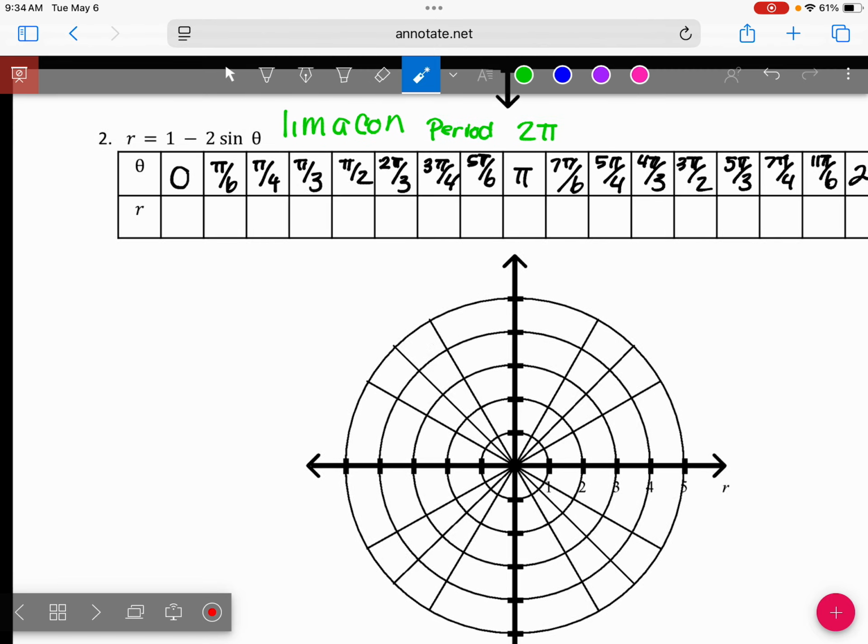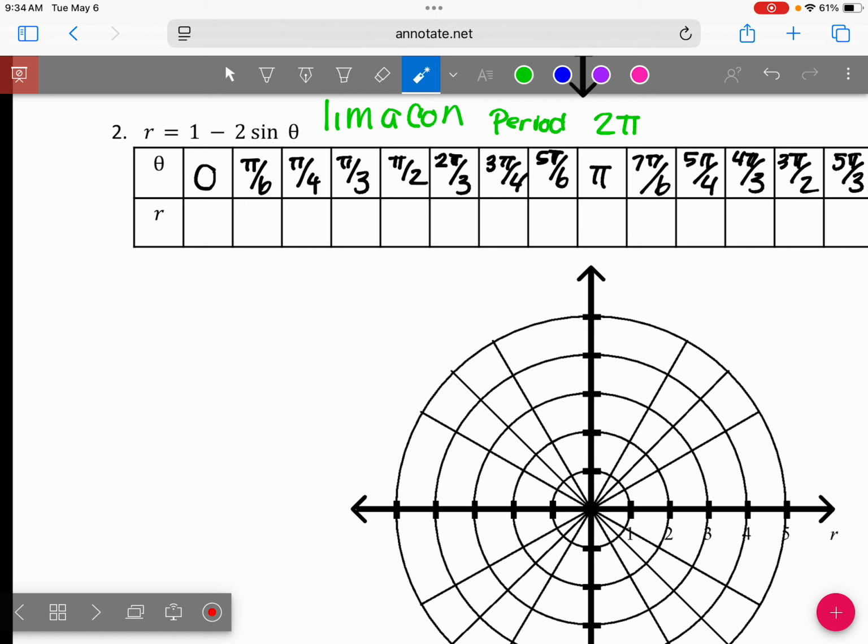All right. Then we do the exact same thing. We're going to substitute our values in here. So 1 minus 2 times sine of 0. Sine of 0 is 0, so 2 times 0 is 0, and 1 minus 0 is 1. We're so good at math. And then our pi over 6 is going to be 0.